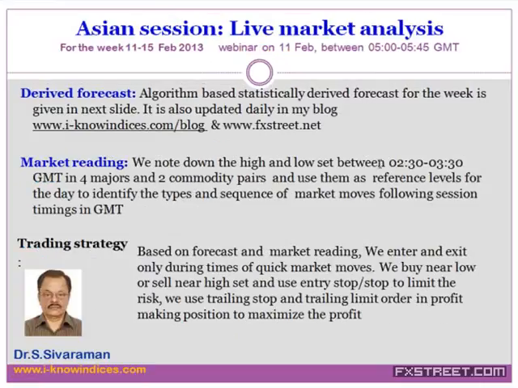Now coming to the day of the market reading, we note down the initial lows and the highs in the four majors and two commodity pairs around 3:30 GMT, and try to use them as the reference levels, and also see the net changes in the market and try to recognize the types of moves. They do it in sequence in order to understand what could be the type of move they will do in the subsequent 1 hour or 2 hours, and accordingly we place ourselves nicely in the market taking positions, and we have a very good understanding of the quick moves or false moves in the market.